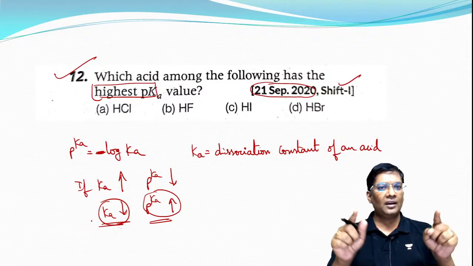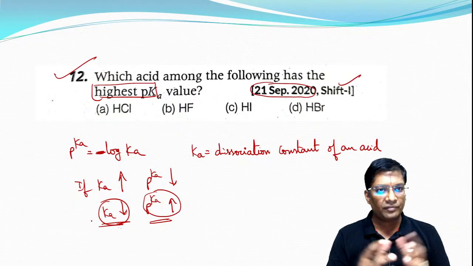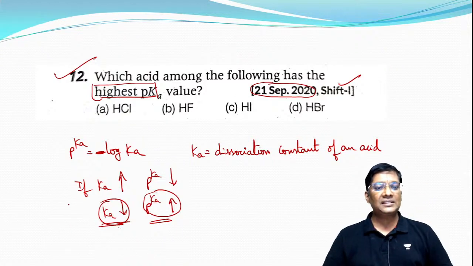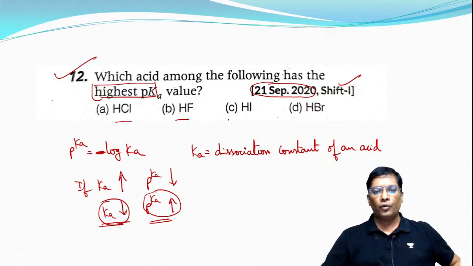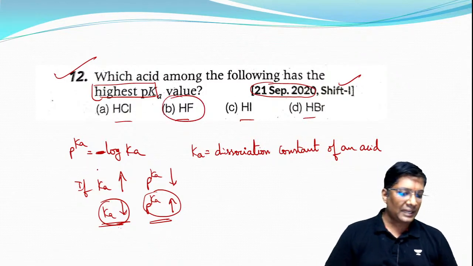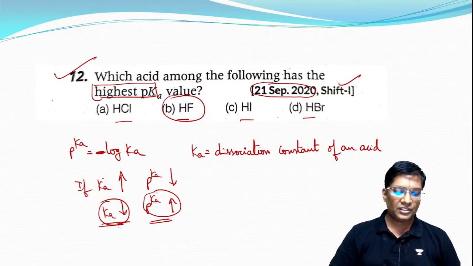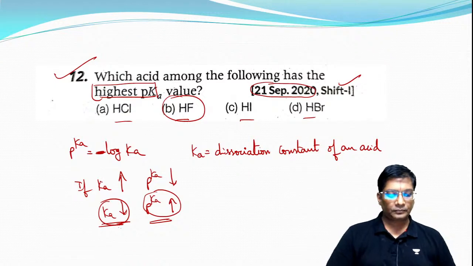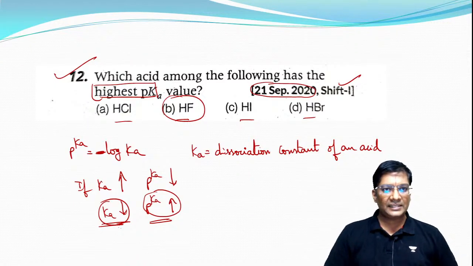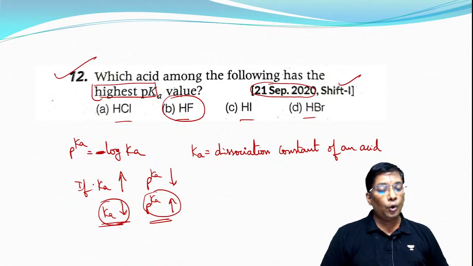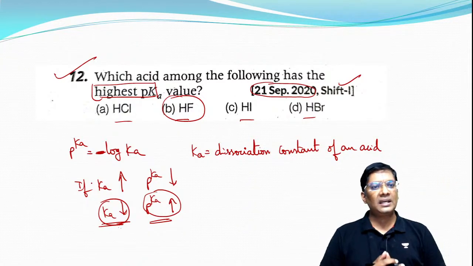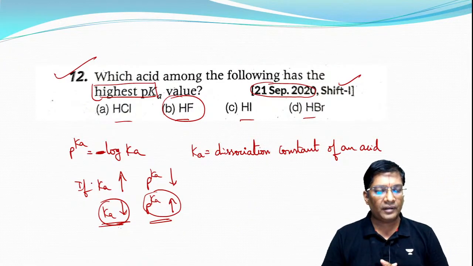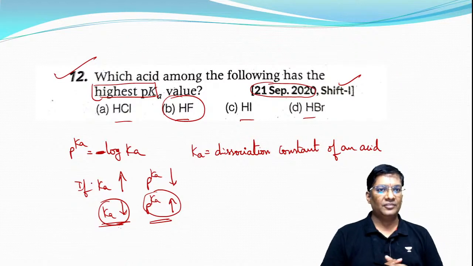Very good. The breaking of compounds is called dissociation. Very good, Krishna. Weak acids are having highest pKa value and low Ka value. So out of these 4, which is the weakest? HF is the weakest. So the 12th answer is B. HF is the correct one. The weakest acid is having very low Ka value, low Ka value means high pKa value. So HF is the correct answer. Very good. Nice.